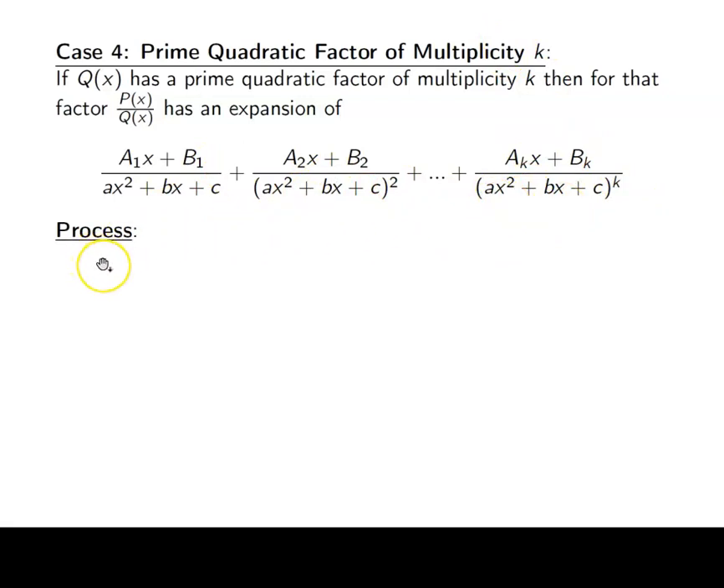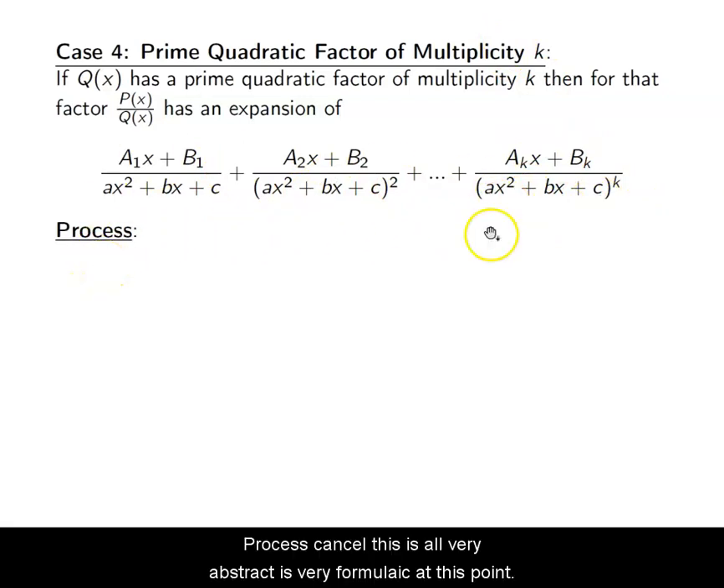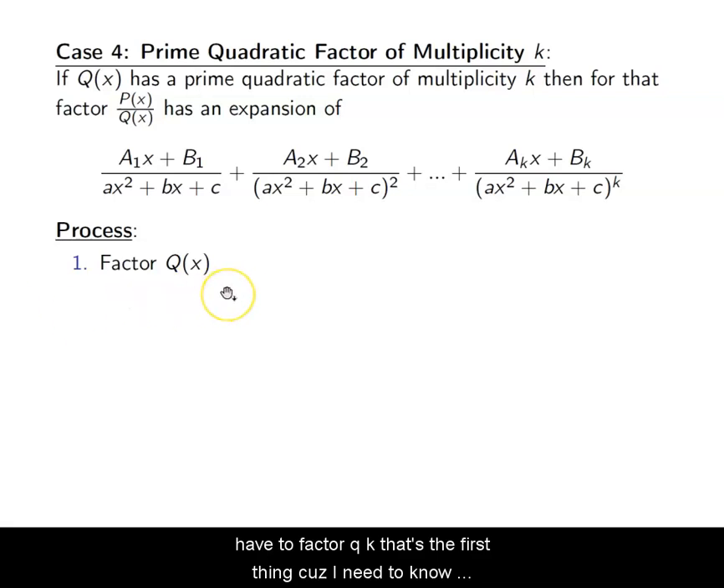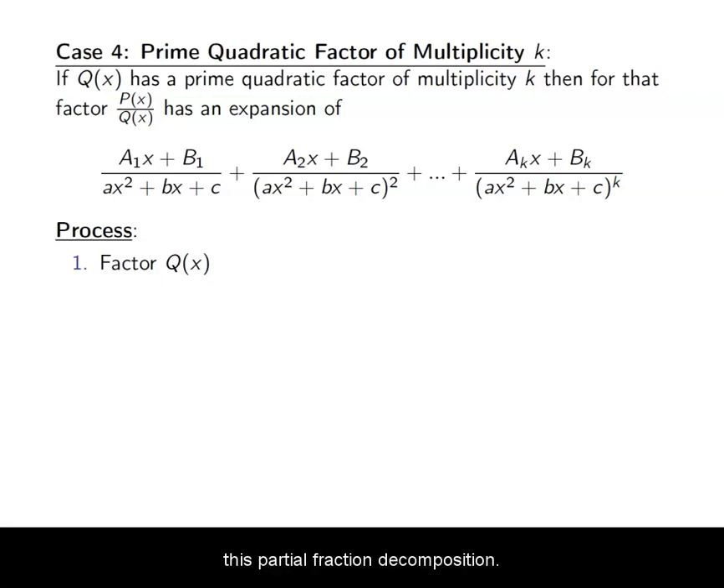So the process. Okay, this is all very abstract. It's very formulaic at this point. We'll have a couple of examples, and the examples will show you, oh, okay, this is the way it's done, right? It makes a little more sense, obviously, when you see an example. So let's talk about the process. First and foremost, I have to factor q. That's the first thing, because I need to know what the factors of q are. The factors of q are what drive this partial fraction decomposition.